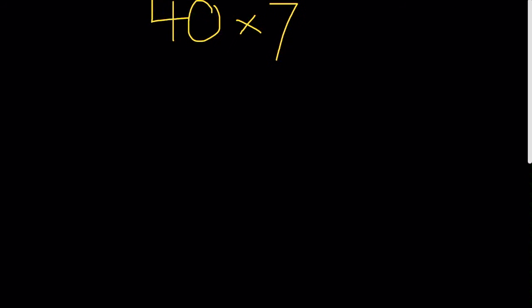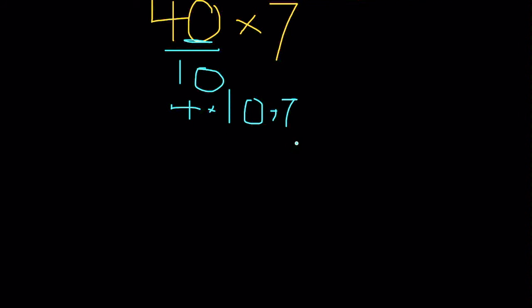And so what we're going to do first is we're going to divide this by 10 because it has a 0 right here, which means it's automatically divisible by 10. Then we get 4 times 10, which is equal to 40, times 7. And then we're going to do 4 times 7, which is 28, then 28 times 10, which is equal to 280, which is again what we got at the top.